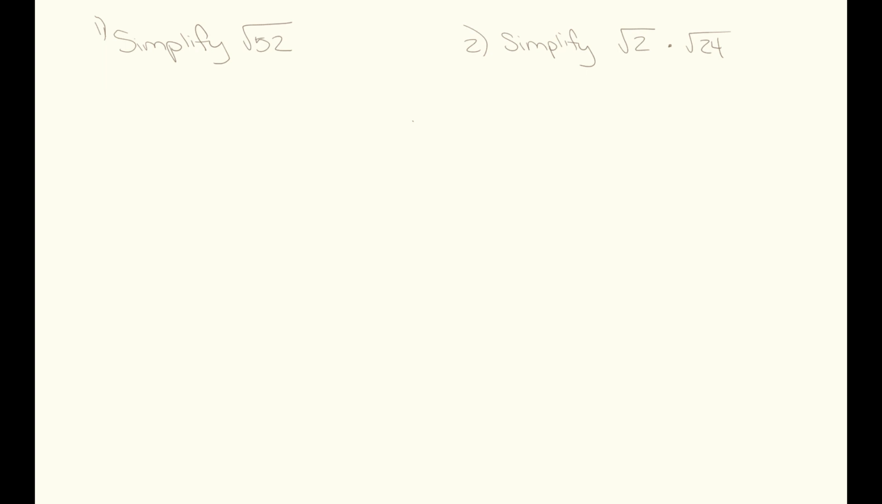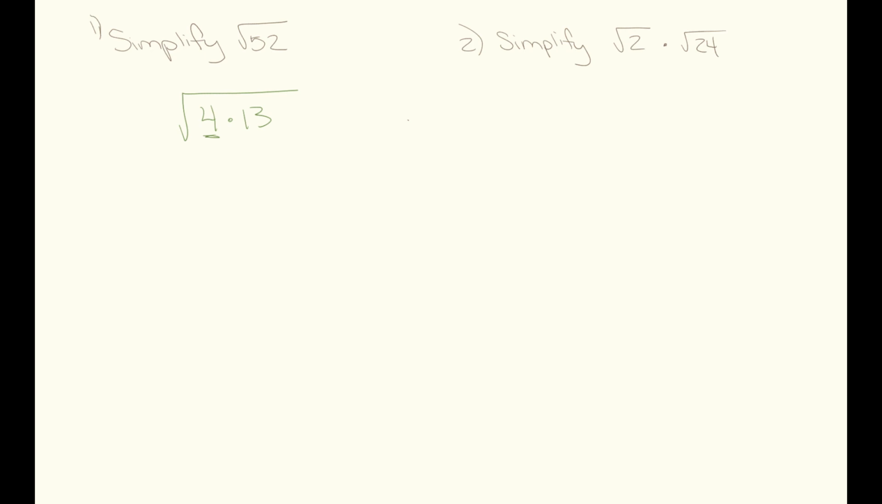So this is what you're going to do. You're going to think about a factor of 52 that is a perfect square. And you'll get better with this as time goes on. So 52 is 4 times 13. We know that the square root of 4 is 2. So basically, you don't have to do this, but you can. This would be the same thing. So the square root of 4 is 2, and you can't do anything with the 13, so you leave it.